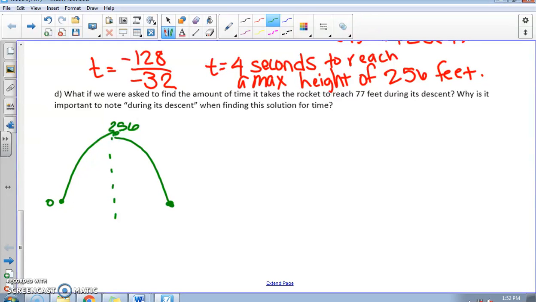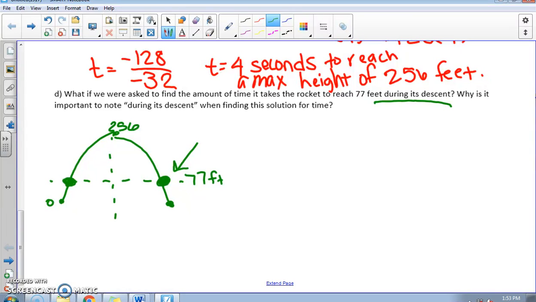Okay, so if we're asked to find the amount of time it takes to reach 77 feet, let's say that's here, that means there's 2 answers. And so that's why it's important that they point out during its descent. Otherwise you'd have to say, well, at this point it's reaching 77 feet, and at this point it's reaching 77 feet. So by clarifying during the descent, that would mean when it's falling back down, we only want that solution.